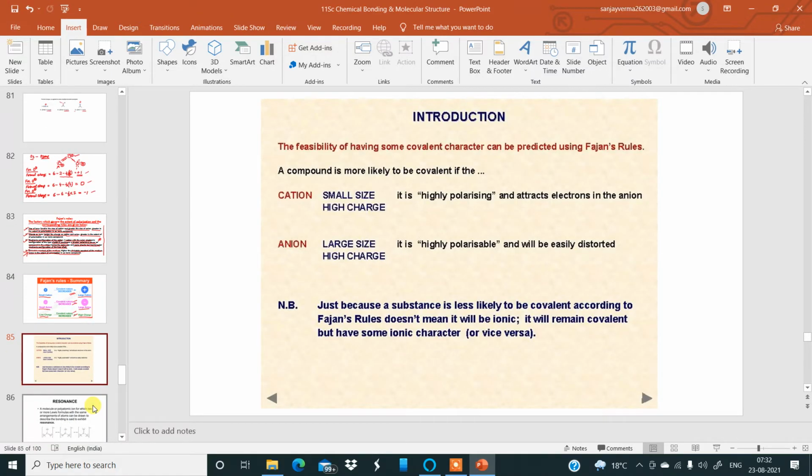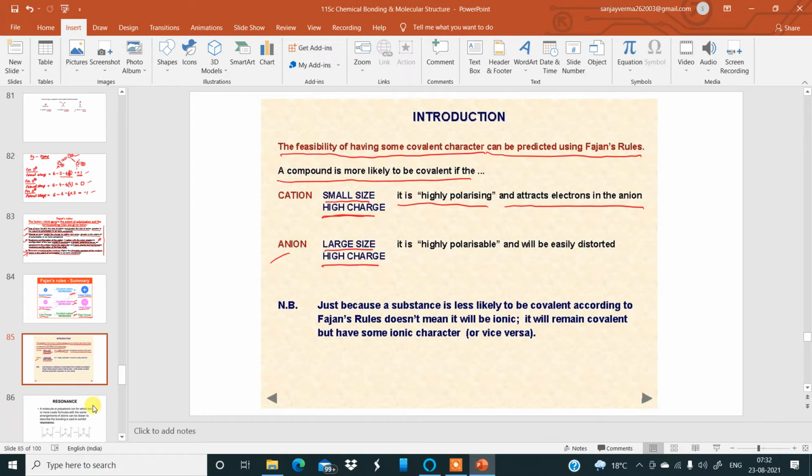Moving to the next slide, with respect to Fajans' rules, the feasibility of having some covalent character can be predicted by using Fajans' rules. A compound is likely to be covalent if the cation has small size and high charge. Please learn this. A compound is more likely to be covalent if the size of the cation is small and it is carrying a high charge. It is highly polarizing and attracts electrons in the anion towards itself. The anion has large size and also high charge.